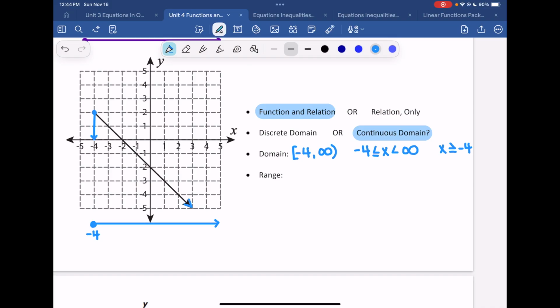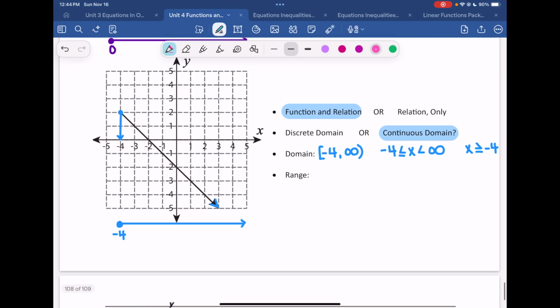Okay, the range. So now let me do a different color so you can see the difference. So for the range, remember we're going low to high. There's no low because there's an arrow going down. So it's just going to keep going down forever. So it's actually approaching negative infinity. Okay, and then for the highest point, there is a highest point. Oops, it's right here. So what's the y value of that? It's 2. Okay, so that's a closed circle. So the highest value is 2, and then it's just going down, down, down to negative infinity.